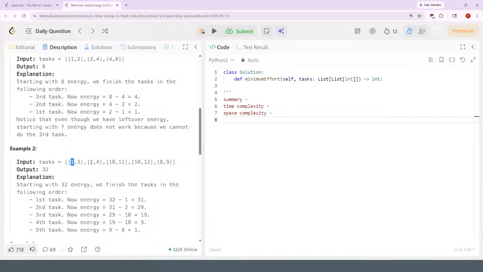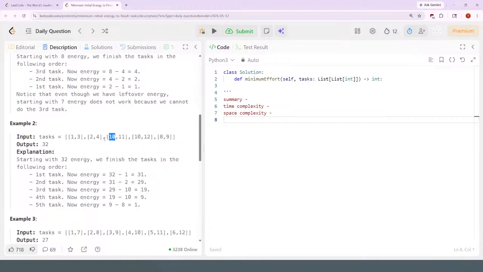Minus 1 is 31, minus 2 is 29, minus 10 is 19, minus 10 is 9. Wow. I guess it's definitely not the case. Well, definitely this is an example where you shouldn't be doing highest minimum requirement first.